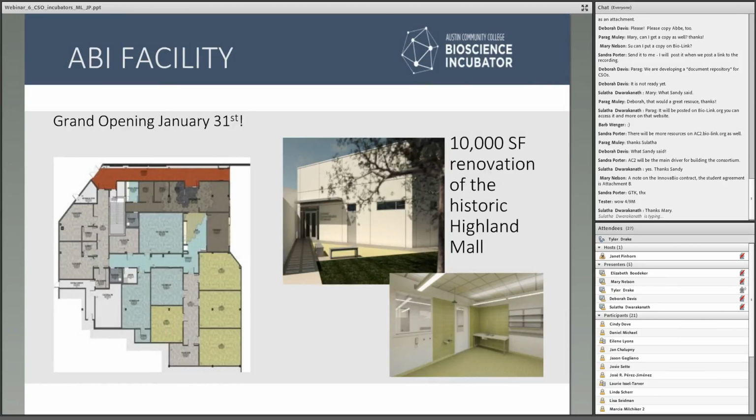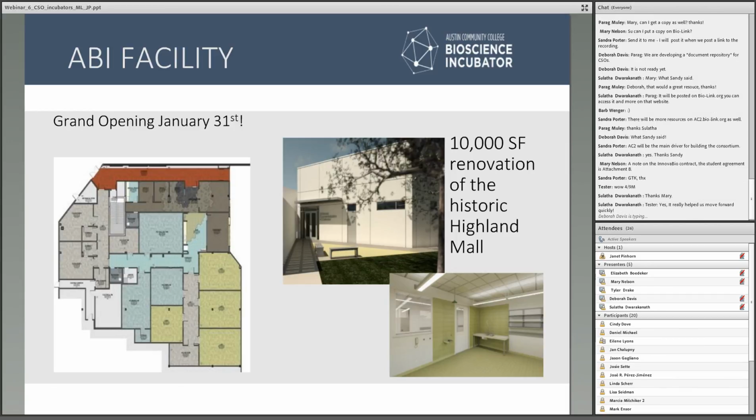A little bit about the facility. I'm actually sitting in the facility today for the first time. We're just occupying. We have our grand opening next Tuesday, which we're scrambling to install equipment and make everything look nice. This space is a 10,000 square foot renovation of the historic Highland Mall, depends on who you talk to. It was one of the first malls in Austin. It was built in 1971.